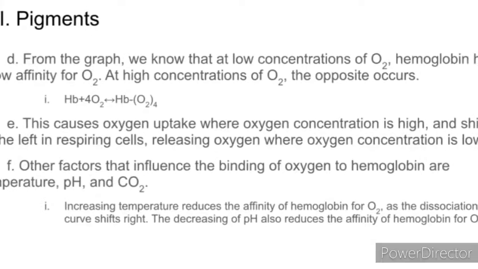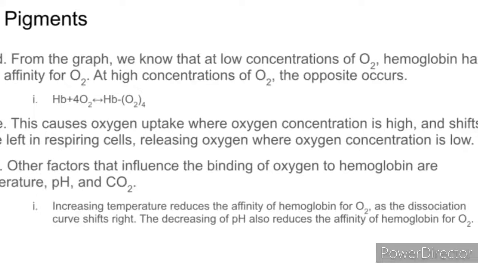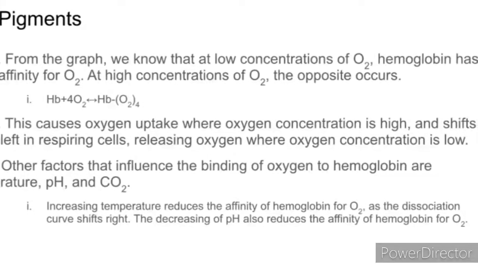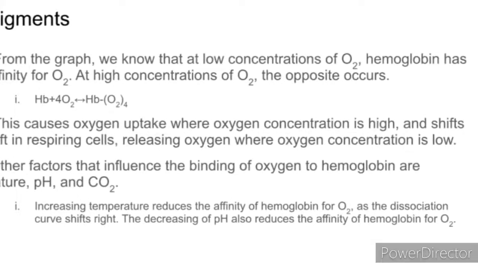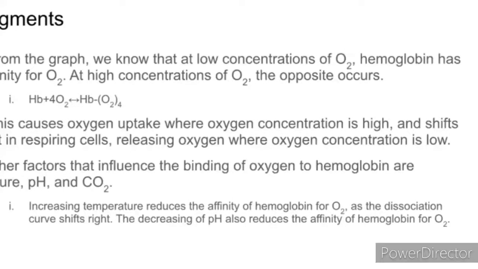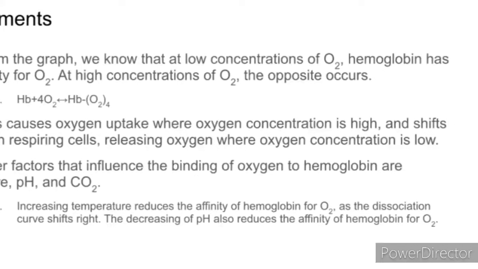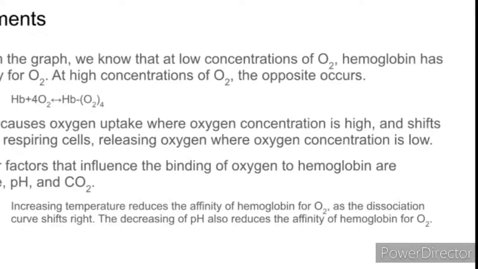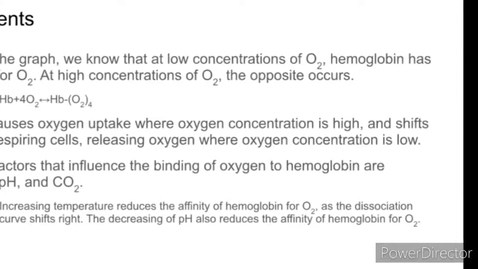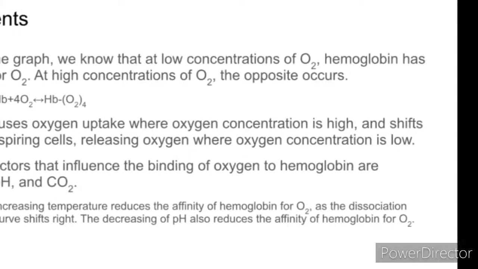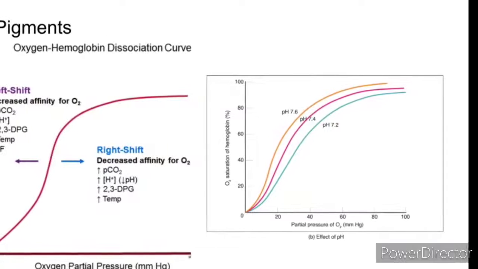And then other factors that influence the binding of oxygen and hemoglobin are temperature, pH, and carbon dioxide. So increasing temperature reduces the affinity of hemoglobin for oxygen as the dissociation curve shifts right, and then the decreasing of pH reduces the affinity for hemoglobin as well. And so does the introduction of carbon dioxide, because an increase in carbon dioxide will reduce the affinity for oxygen.